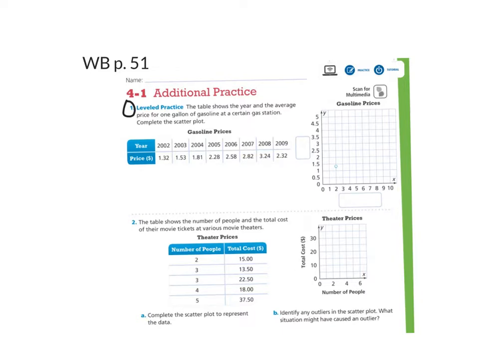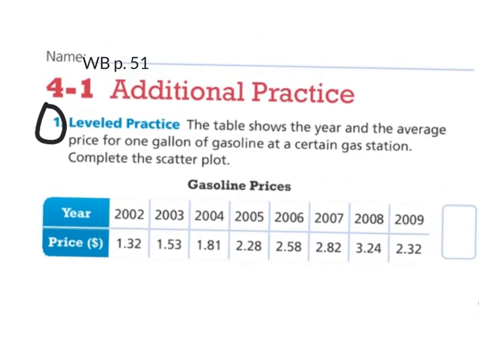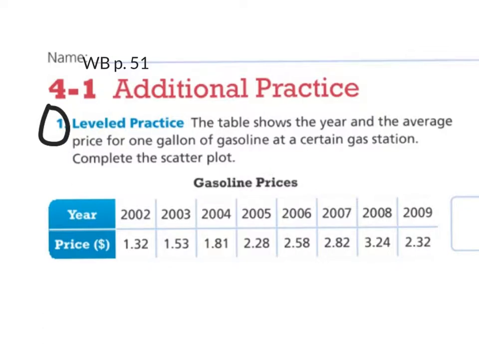Continuing lesson 4.1 on constructing and interpreting scatter plots. If we look at workbook page 51, number 1, they have a table that shows the year and the average price for 1 gallon of gasoline at a certain gas station, and they want us to complete the scatter plot. So completing the scatter plot is we're just going to graph these points.